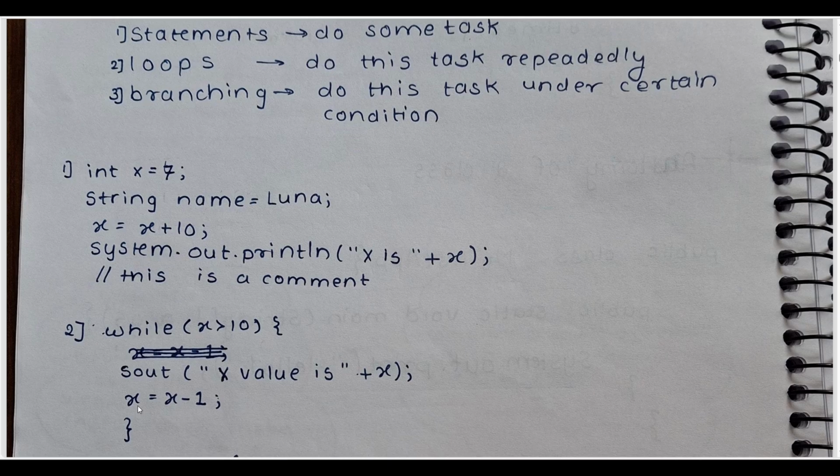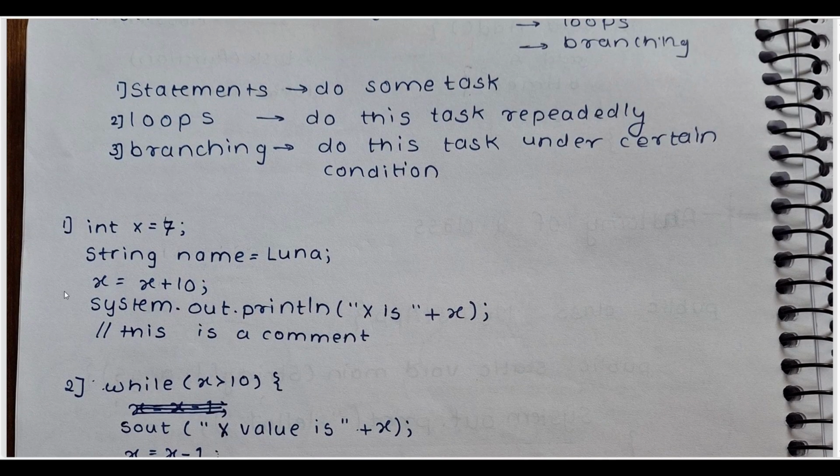Then it will decrement the value, x = x - 1. So now the value of x is 14. Now it will again go here and check the condition, then again execute this. This will execute as long as x is greater than 10. When the value is 10, this will be false, and then it will get out of the loop. This is nothing but loops, one example of a loop.